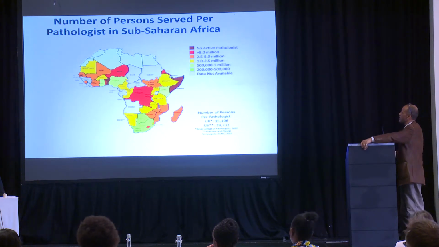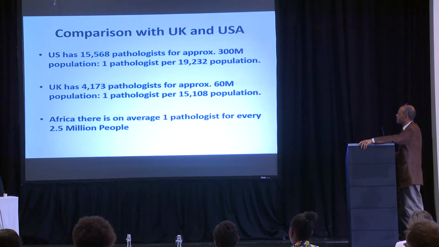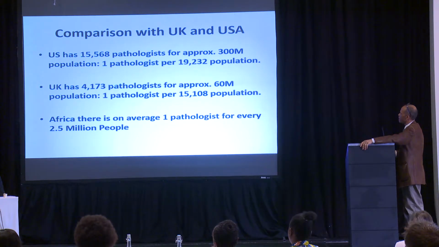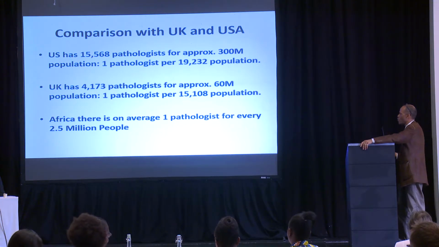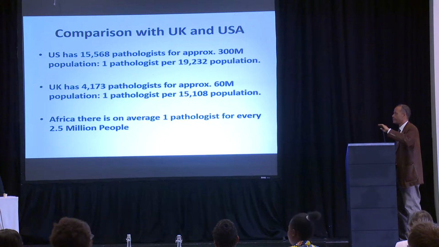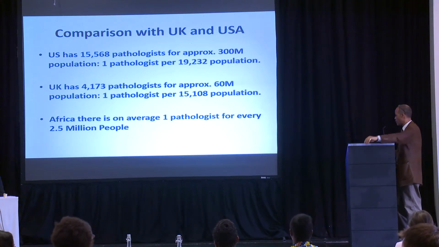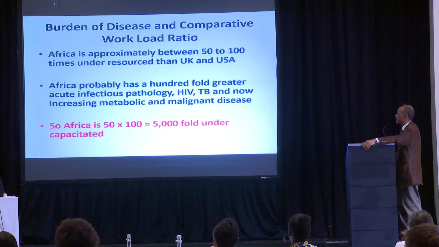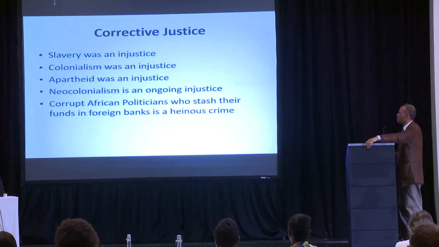Look, for example, at the surrogate marker of pathologists on the continent. If you examine this map carefully, I'll summarize it here. In the US, there is one pathologist for 19,000 people. In the UK, there's one pathologist for 15,000 people. In Africa, there's an average of one pathologist for every 2.5 million people. And I know some countries that don't have a single pathologist. So that's the kind of example of the gap between the developed and the underdeveloped world. When you do the mathematics, and I'll just summarize it here, Africa is 5,000-fold undercapacitated. So those are major issues.